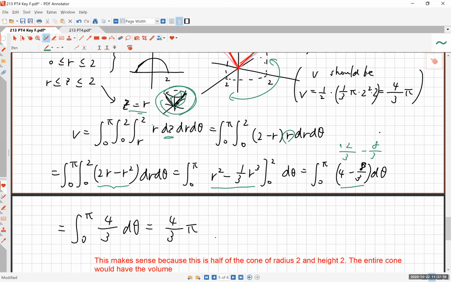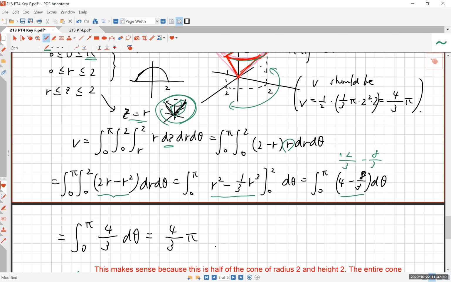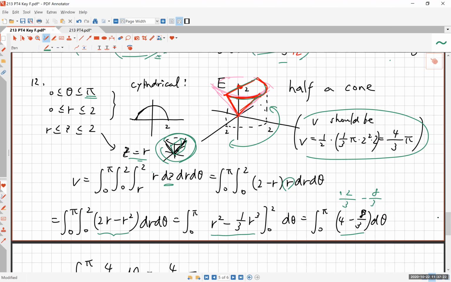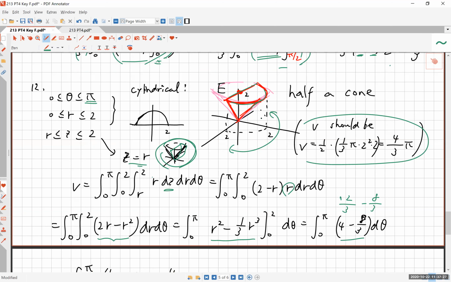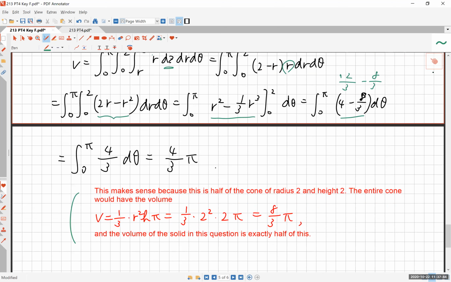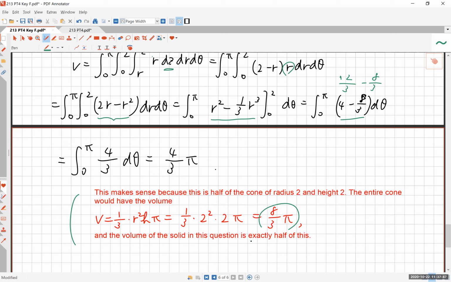Now, I wrote this here at the bottom. That's the same thing as I wrote here. See, we should know what the volume is, because we know how to find the volume of a cone, right? This is a cone of height 2, radius 2. So it's 1/3 pi r squared h, and r is 2, h is 2, and so this will be 8/3 pi. That would be the volume of the entire cone of radius 2 and height 2, and since it's half of it, 4/3 pi is the expected answer.